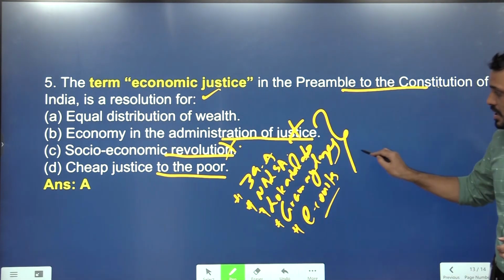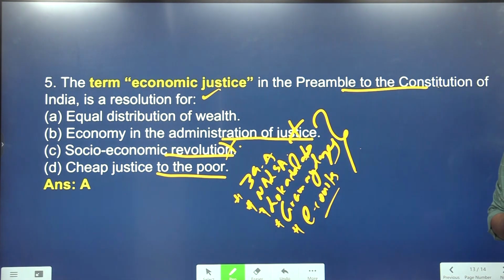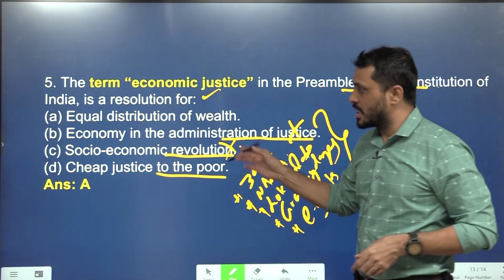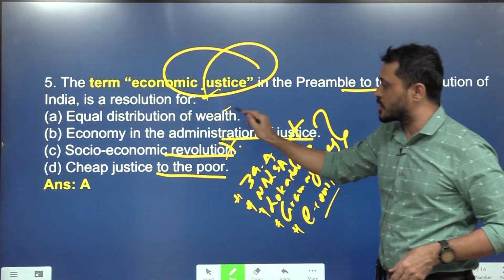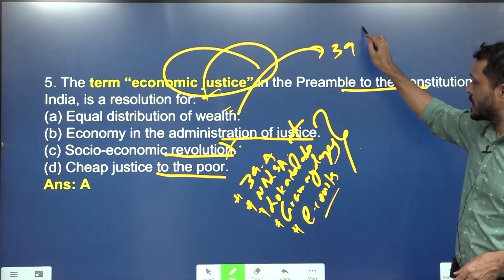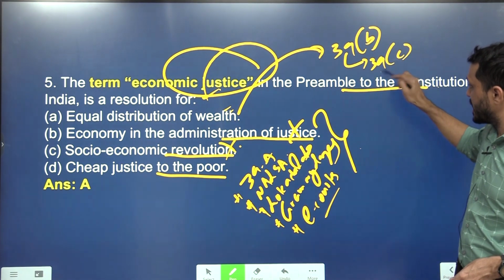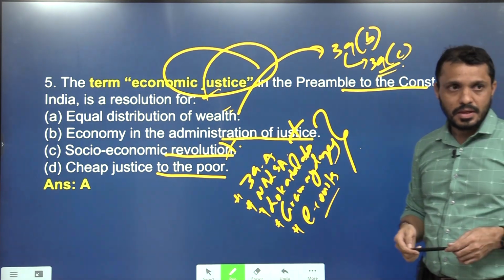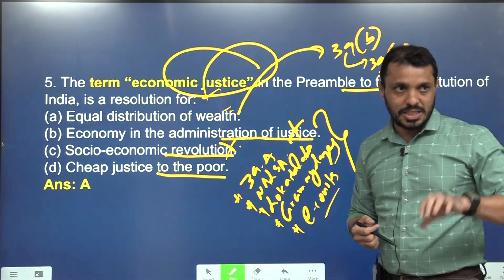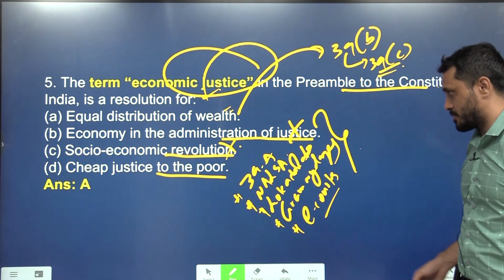Very, very important: affordable justice and quality justice. This you have to know. The answer is obviously that economic justice means equal distribution of wealth. I already asked this question: Article 39B, and if we ensure this, Article 39C. Equal distribution of wealth is what is envisaged by the Indian Constitution.